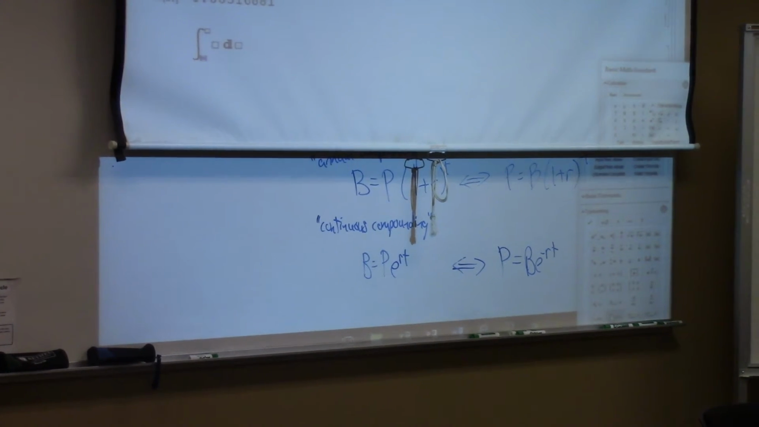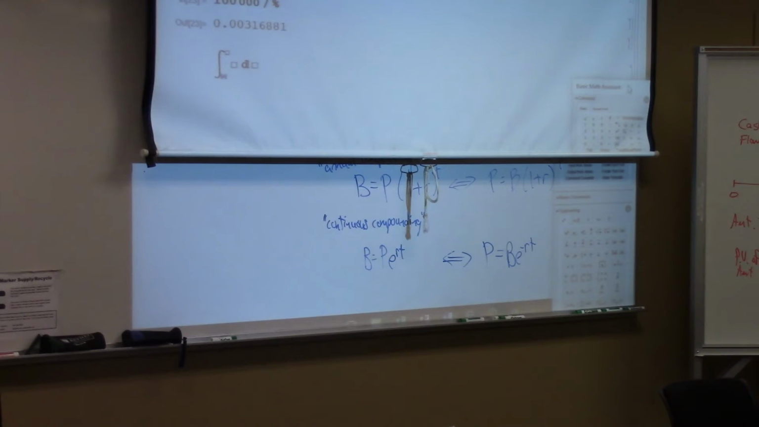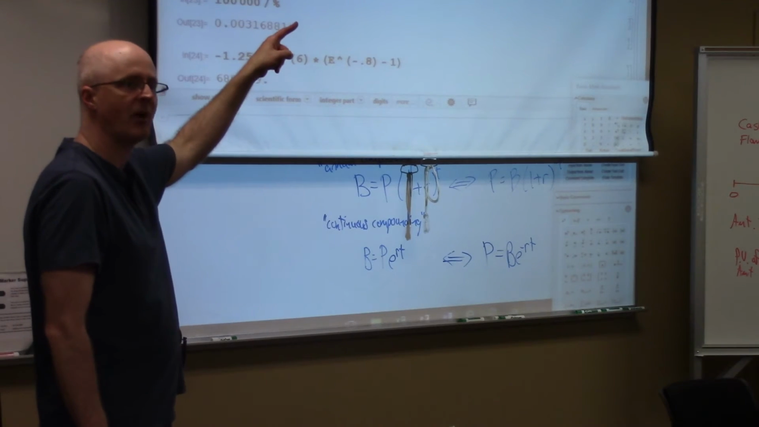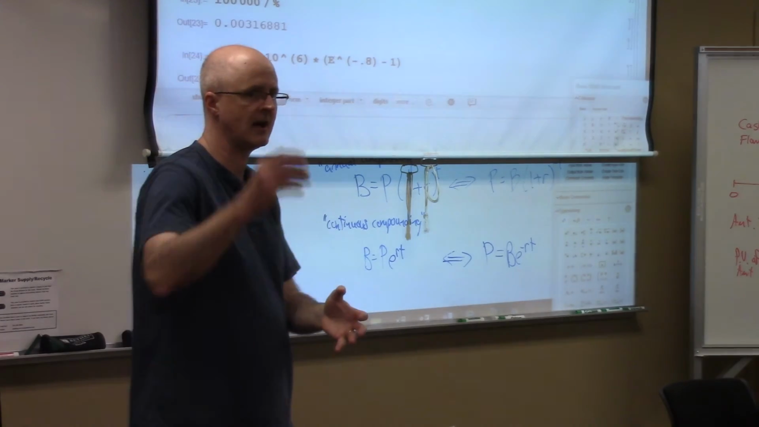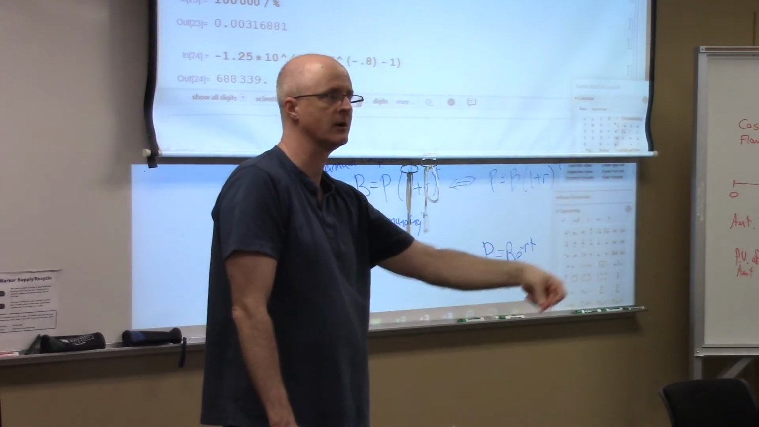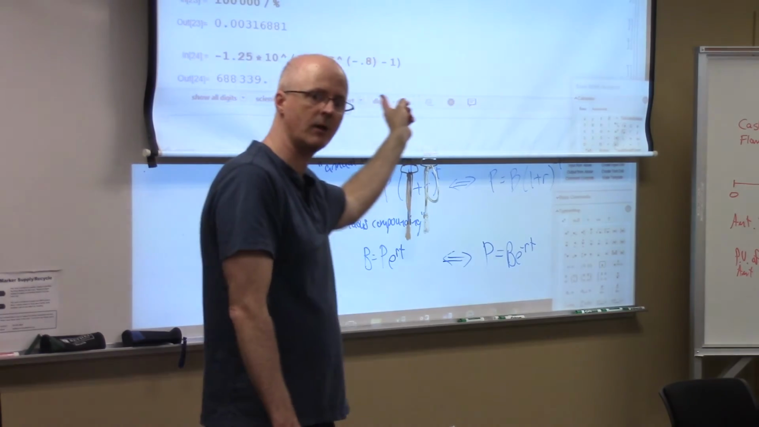What is it? Let's type it in as I wrote it there at the end. Negative 1.25 times 10 to the 6th times e to the negative 0.8 minus 1. Both of those are negative quantities. The product is positive, but less than a million. And also less than the present value for the annuity, where I was getting $100,000 starting right now, and then every year for 10 total payments. It's a smaller present value.